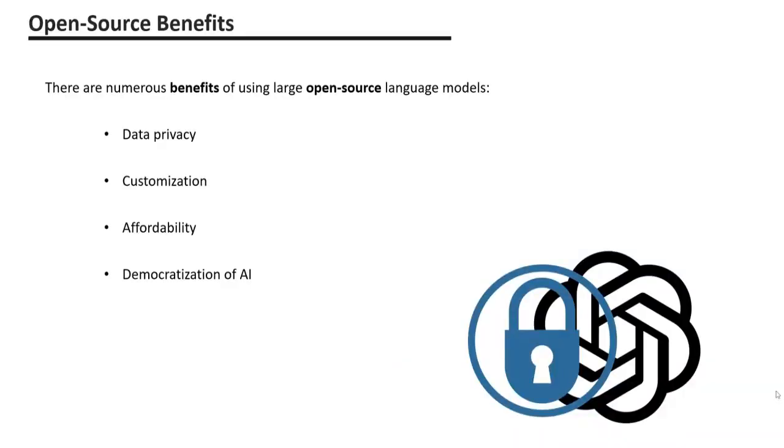This means that we cannot modify its source code as it is not publicly available, nor can we use it for free since there is a cost associated with using the model through its API. In contrast to proprietary models like ChatGPT, there are open source models available. These models offer several advantages over proprietary models, such as data privacy, customization, affordability, and democratization.